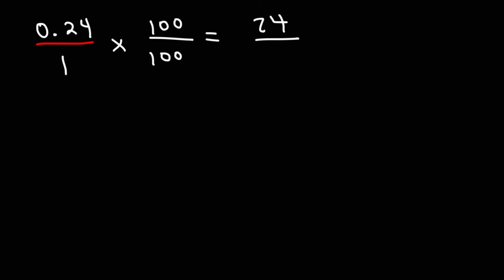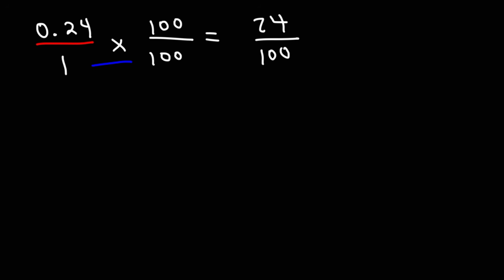Now what about this one? 0.24. How can we convert that into a fraction? So like before, we're going to put this over 1. But notice that 0.24 is rounded to the nearest hundredth. So to get rid of the decimal, we need to multiply it by 100 this time. That is 100 over 100. 0.24 times 100. Whenever you multiply a number by 100, move the decimal 2 units to the right. So this becomes 24. On the bottom, we have 1 times 100, which is 100.